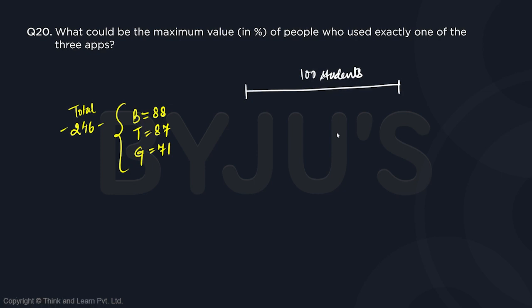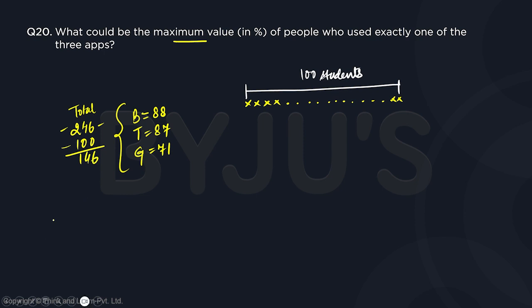Question number 20. What could be the maximum value in percentage of people who used exactly one of the 3 apps? So we need to maximize the number of people who will use exactly one of the three apps. In other words, we need to maximize the number of students who will have exactly 1 out of 3 chocolates. So if I want to maximize it, my target is that everybody should have exactly 1 chocolate. So that maximum is 100. But we have not yet distributed all of the chocolates. We are still left with 146.